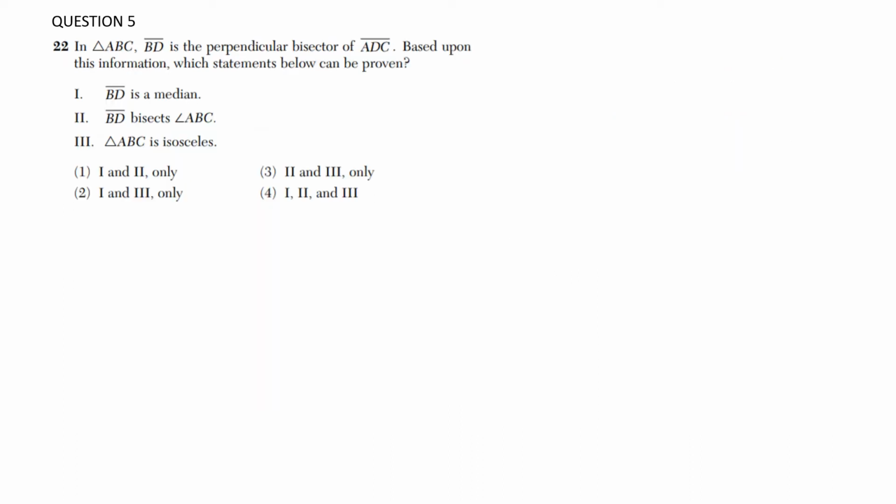Okay, so in triangle ABC, BD is the perpendicular bisector of AC. Based on this information, which statements below can be proven? Let's talk about a perpendicular bisector. That means it's perpendicular to the side it is bisecting, and the definition of bisecting means it splits it cleanly in half, right? So I'm going to draw a triangle, okay, triangle ABC.